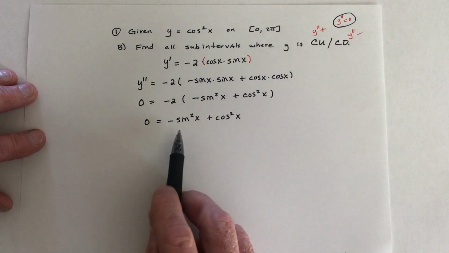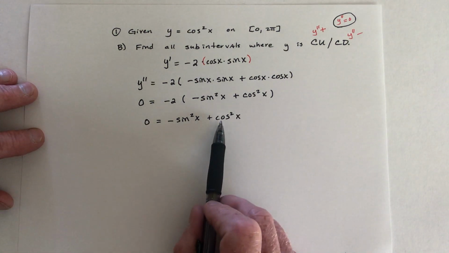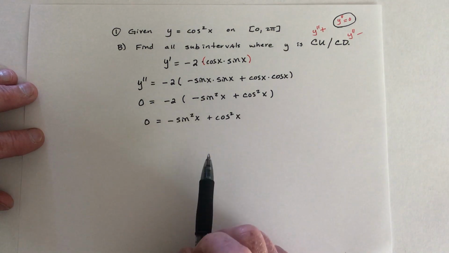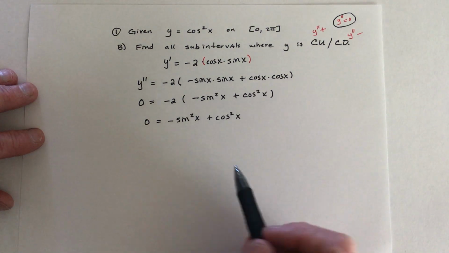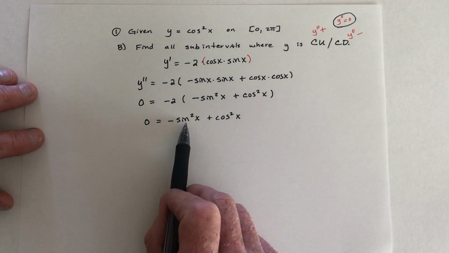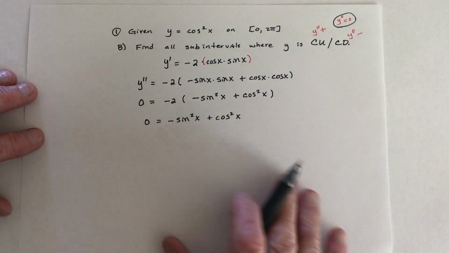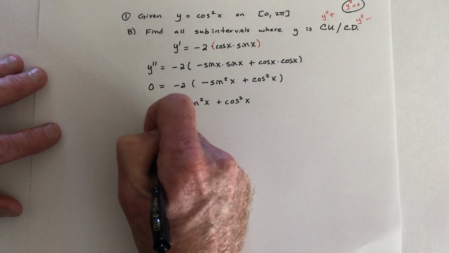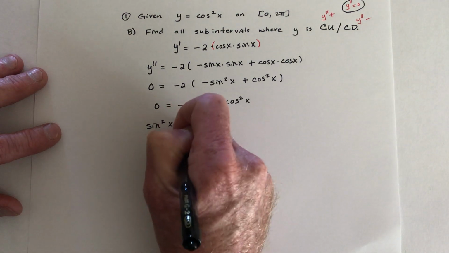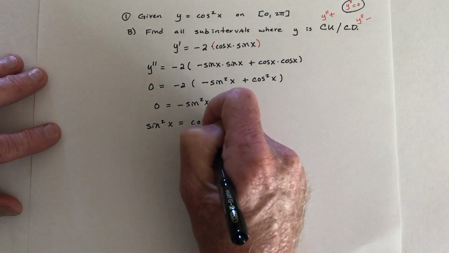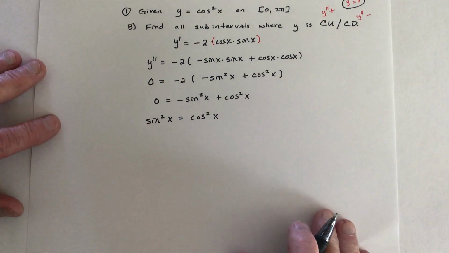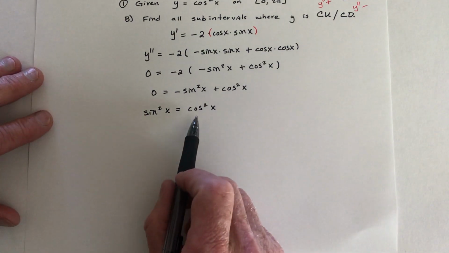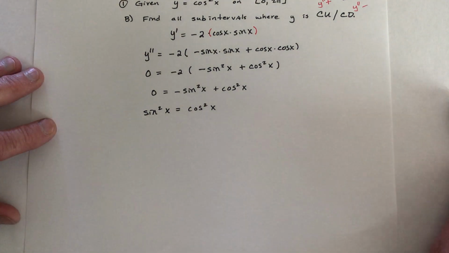And there's lots of different ways to proceed. You could say, well, cosine squared is equal to 1 minus sine squared. You could use trig identities. I think what I'm going to do is take this negative sine squared and move it to the left side, or in other words, add that to both sides so that it becomes a positive sine squared. And then I could divide both sides by cosine squared.